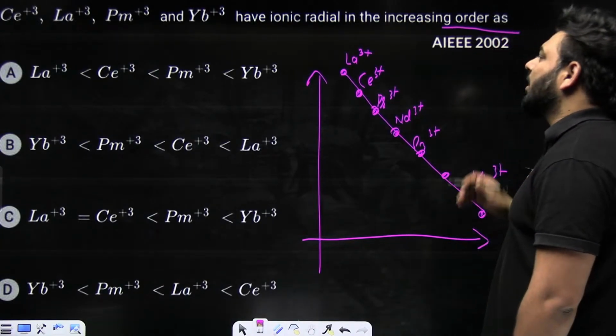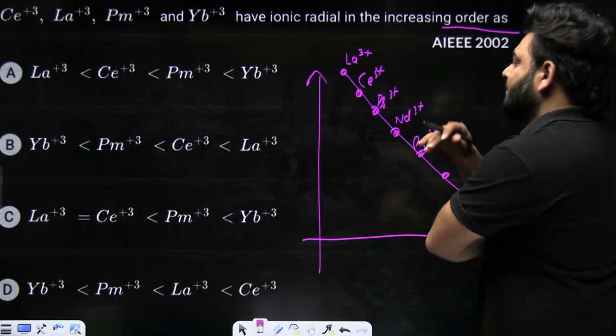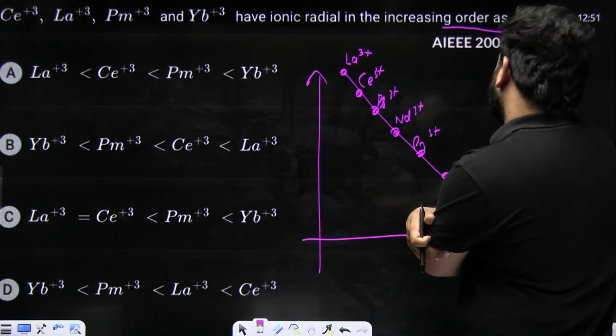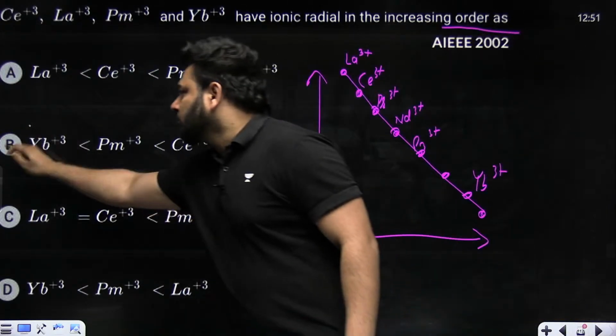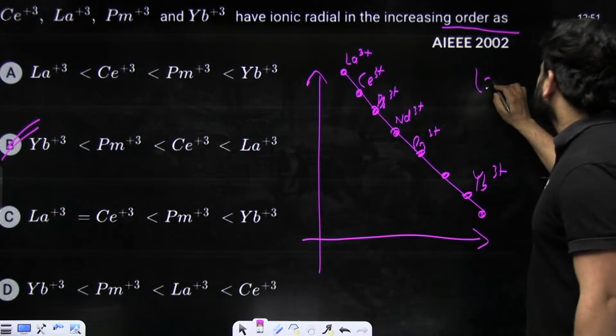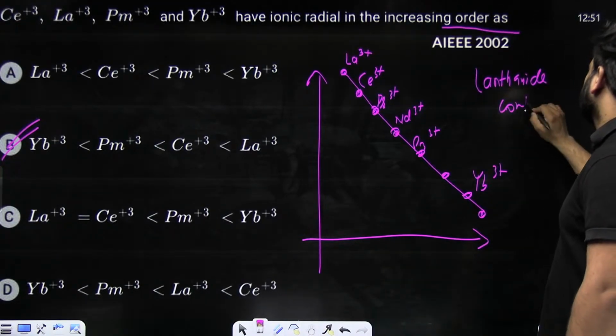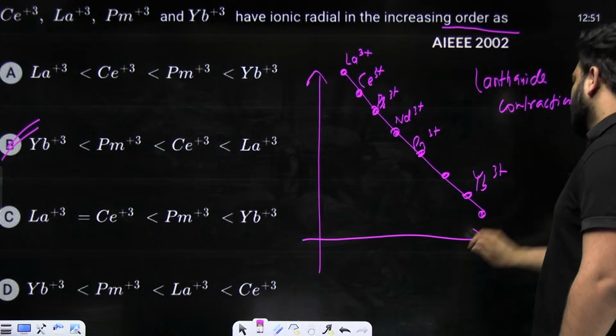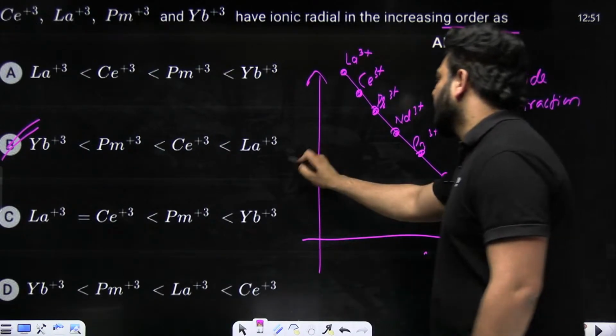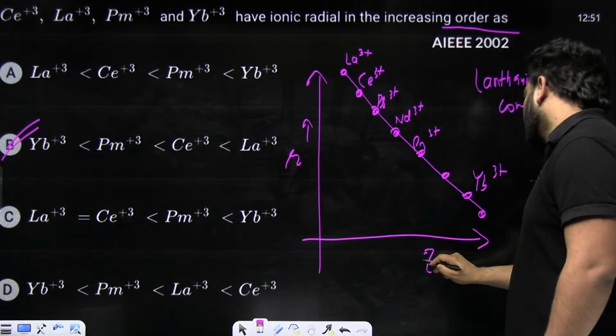Now you can check. Lanthanum is the largest in size, then cerium, then promethium, and then ytterbium. I think B is correct. This is called lanthanide contraction. This is basically the radius, and this is the atomic number Z.